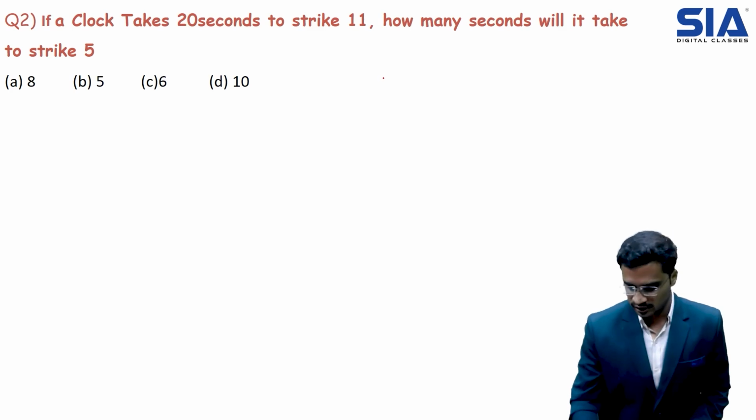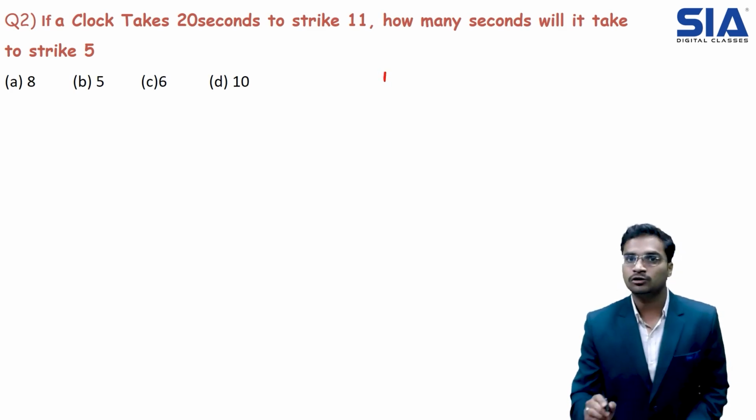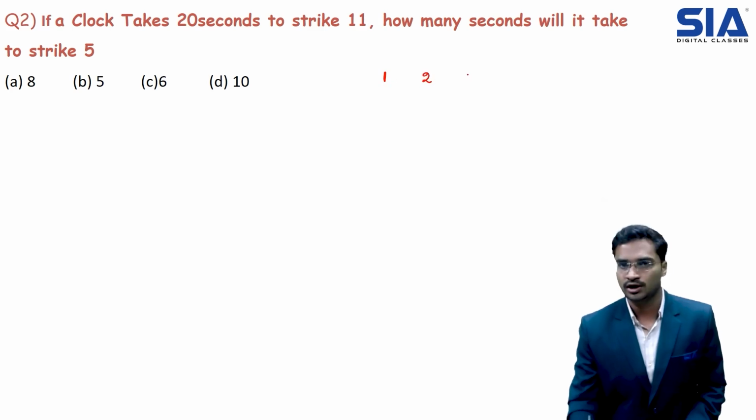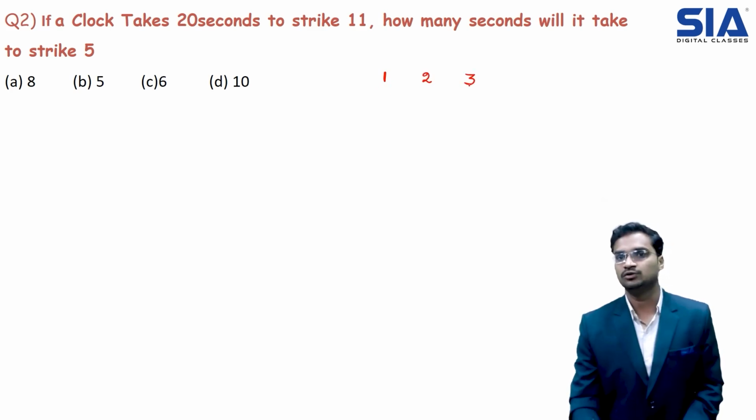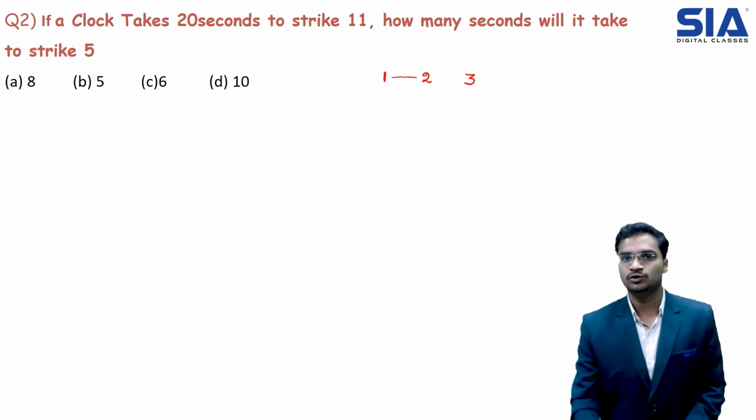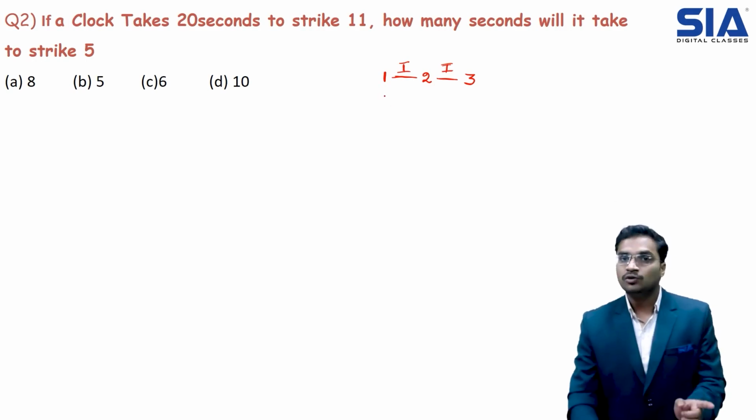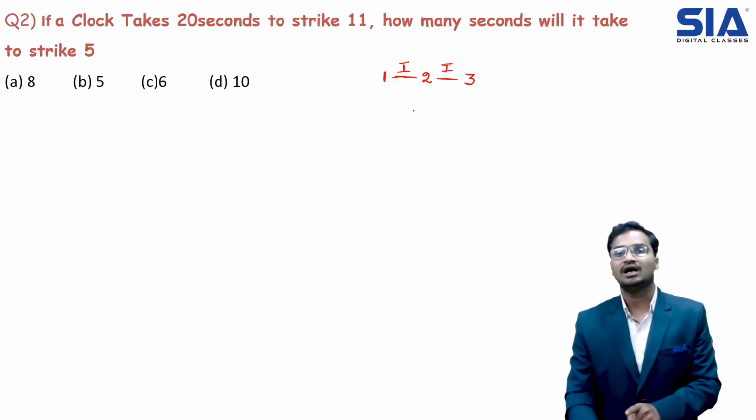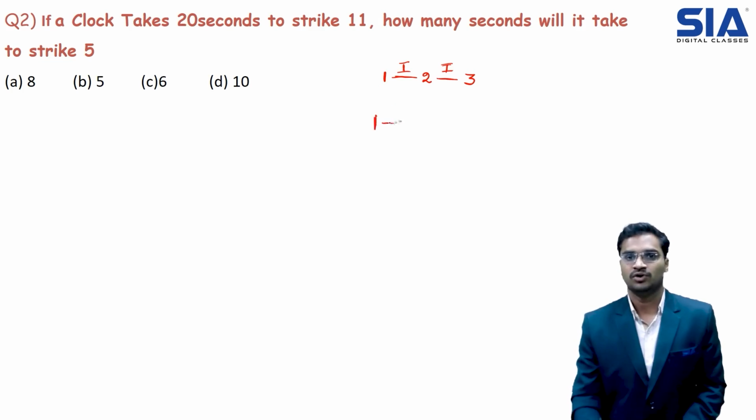First, suppose I am going from 1 o'clock to 3 o'clock. First of all, I have to start from 1, then 2 o'clock and then 3 o'clock. From 1 to 2, there is a gap of 1, one interval. Then from 2 to 3, there is an interval of 1. So for going from 1 to 3, there are only 2 intervals.